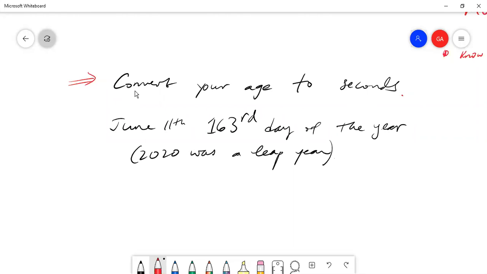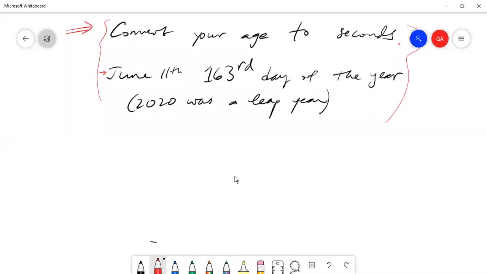I think a lot of this can come out of personal interest if you want to know how old you are in seconds. So maybe do this for fun. And note that if you do this today, June 11th, which is today, is the 163rd day of the year. But big picture, how would we do this? Let's just think about the units. Let's not even use numbers. So you have your age in years. And how do I go from years to seconds?